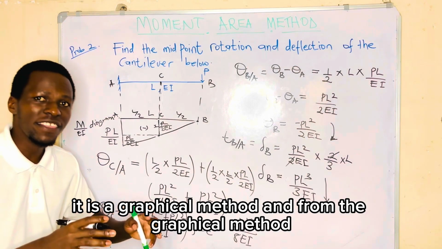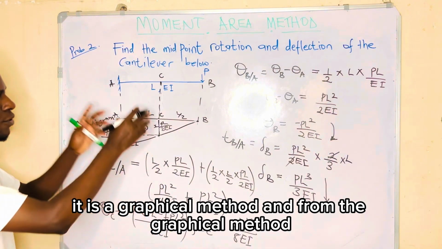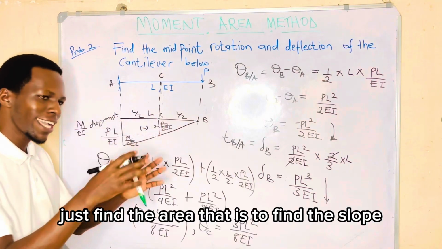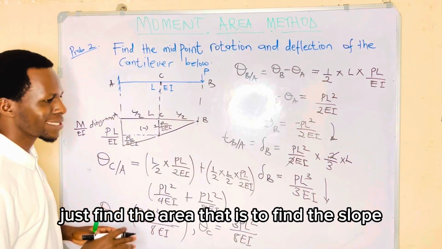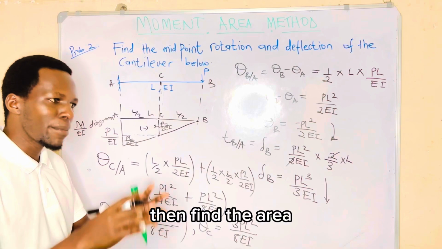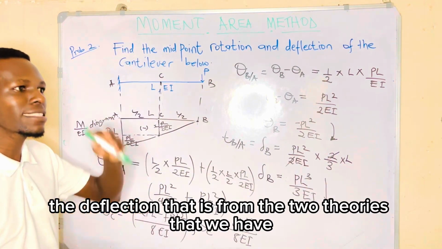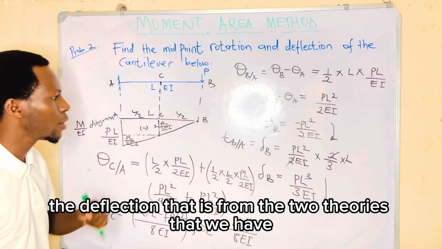It is a graphical method. From the graphical method, draw the M by EI diagram. From the M by EI diagram, just find the area. That is to find the slope. Then find the area, multiply with the centroid. That is to help you find the what? The deflection. That is from the two theorems that we had.